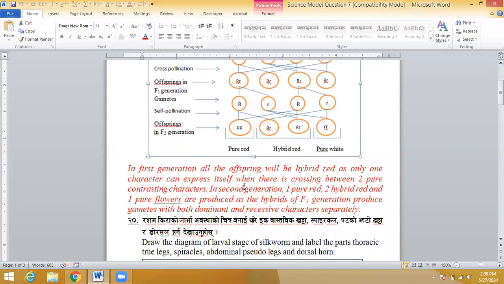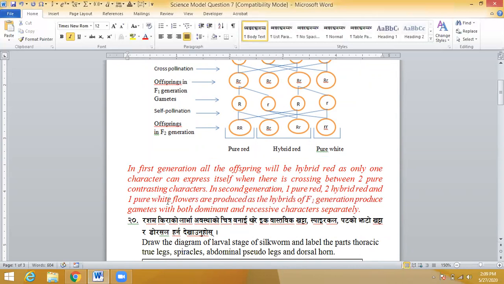Now let's go for the second generation. In the second generation we have got one pure red, two hybrid red, and one pure white. Sorry, white was missing here: one pure white flower. Why? Because the main reason for this is the offsprings of F1, these four offsprings of F1 which are all hybrid.